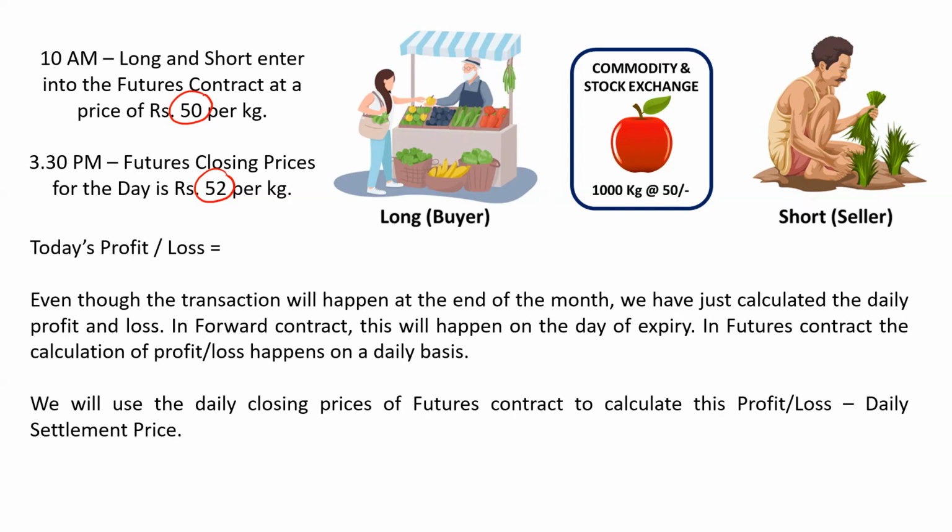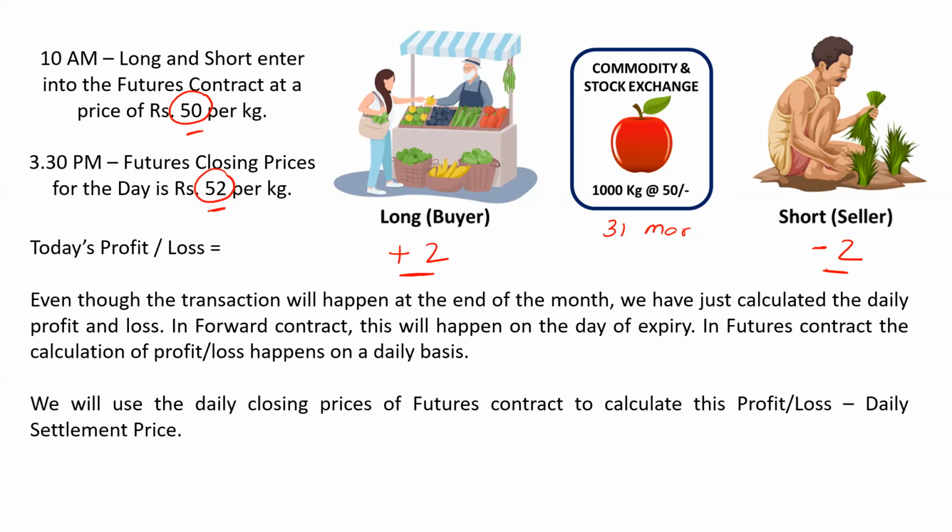So if we just calculate today's profit and loss, for the long it is +2 because he has purchased the contract at 50 and the contract is now trading at 52. So he has made a profit of 2 and this guy has made a loss of 2. He has agreed to sell something at 50, but the price of that futures contract is now 52. So he has made a loss of 2 per kg of this Apple futures. Now, even though the transaction between them is going to happen at the end of the month, let's say on 31st of March, today is, let's say, only 1st of March. So on 1st of March, this is the profit and loss calculation at the end of the day.